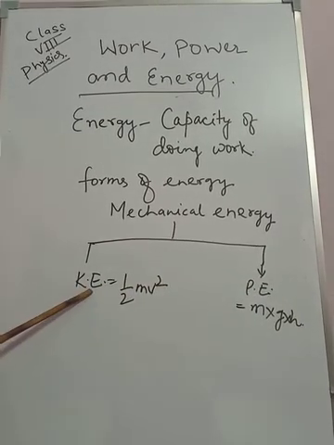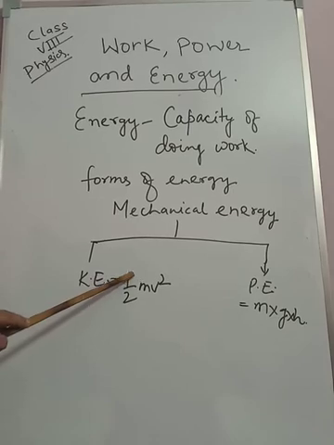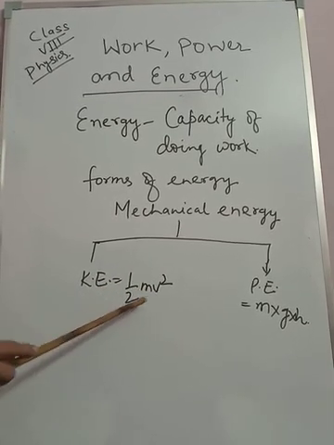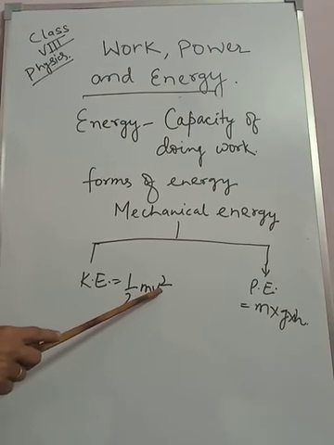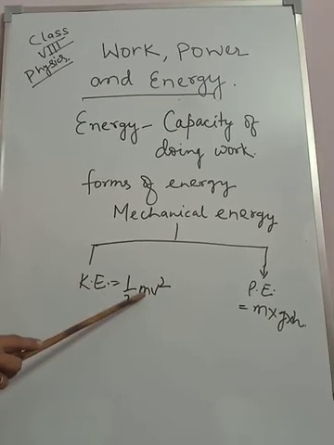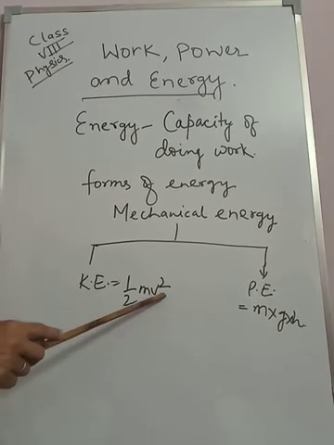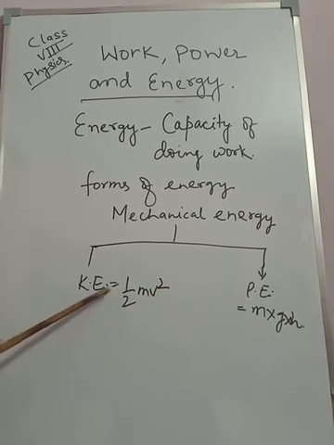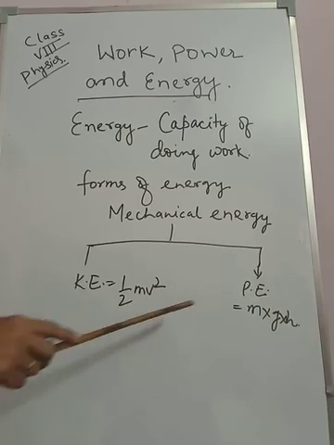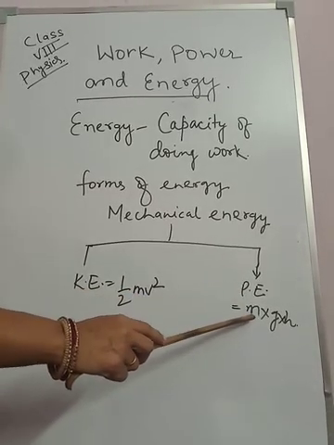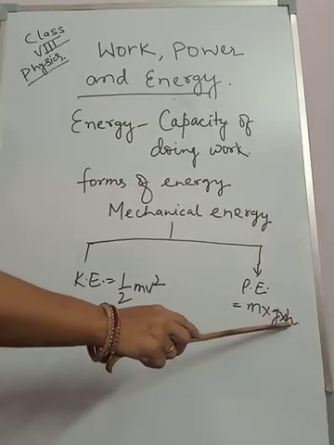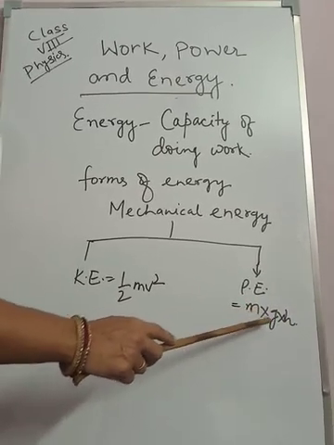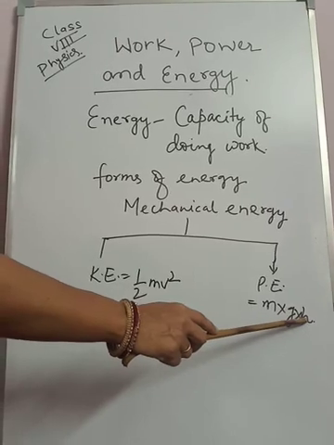The kinetic energy is equal to half m v square. That means kinetic energy depends on two factors: mass and velocity square. If mass is increased, kinetic energy is increased. If velocity is doubled, then kinetic energy increases 4 times. Potential energy is mass into gravity into height. It depends on three factors: mass, acceleration due to gravity, and height of an object.